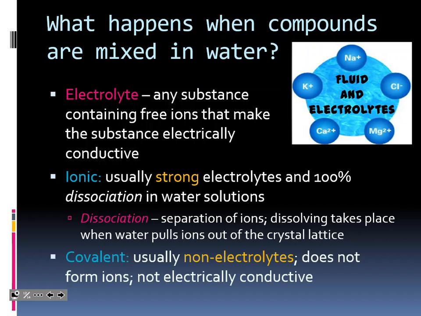Covalent compounds are called non-electrolytes, like sugar. Sugar can dissolve in water. Sugar is a covalent compound. It has lots of carbons and hydrogens and oxygens in it, all non-metals. And what it does is it dissolves too. The water surrounds those individual particles, but the sugars themselves are not ions. They don't have charges on them. So they're not going to conduct any electricity.